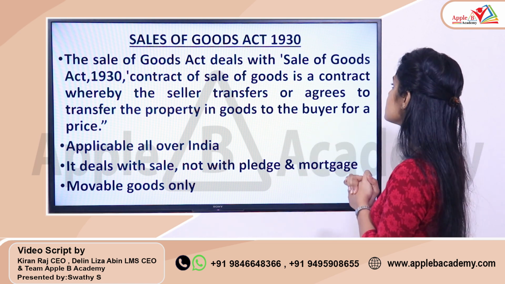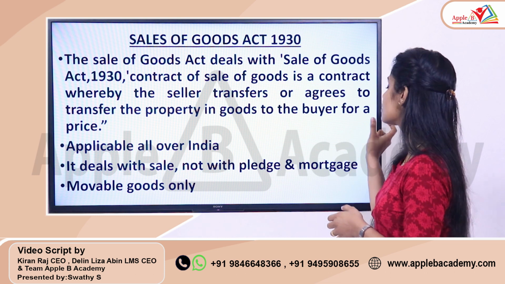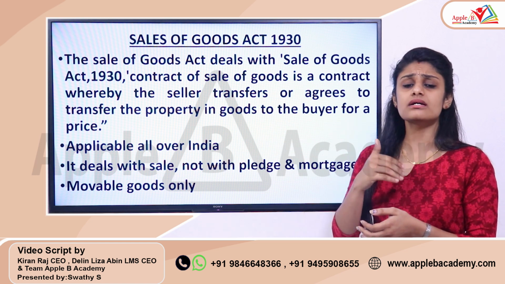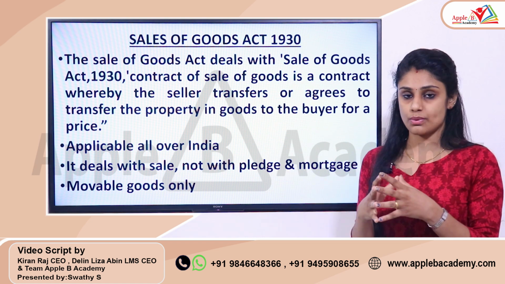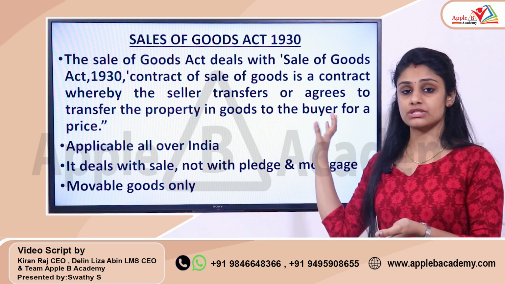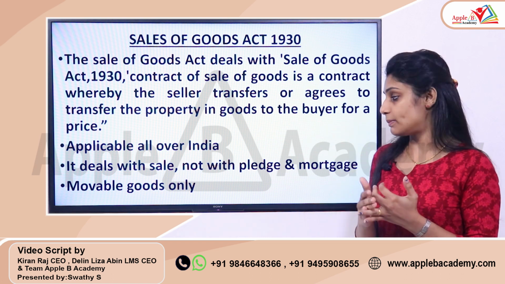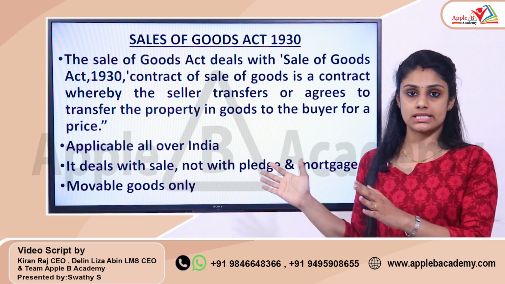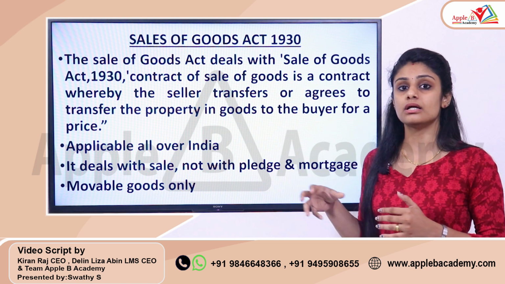The Sale of Goods Act 1930 says a contract of sale of goods is a contract whereby the seller transfers or agrees to transfer the property in goods to the buyer for a price. That means the seller is selling his goods to the buyer for a fixed price. This situation we call a sale, which we discuss under the Sale of Goods Act. This act is applicable all over India, and as I mentioned, it deals only with sale, not mortgage or pledge. Here we are considering only movable goods. Immovable property, like land and buildings, is not at all included under the Sale of Goods Act. Here we only consider movable goods.